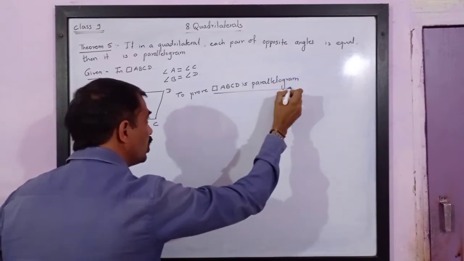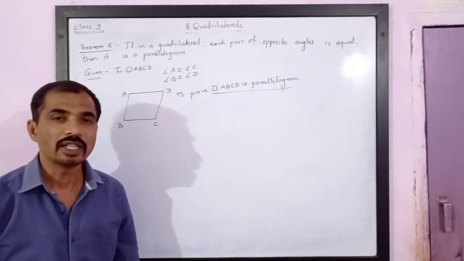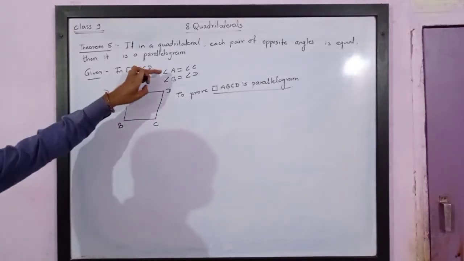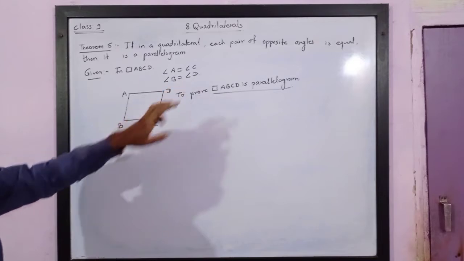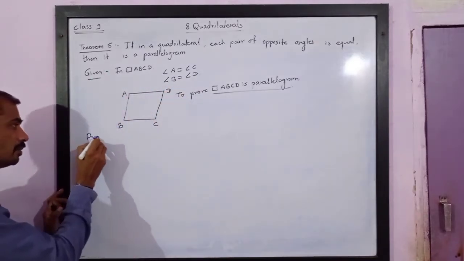Please note, parallelogram means we have to prove that its opposite sides are parallel. That is the definition of parallelogram. Now, see what is given to us: angle A equals angle C, angle B equals angle D. Now, look at the figure. So, the proof is something like this.